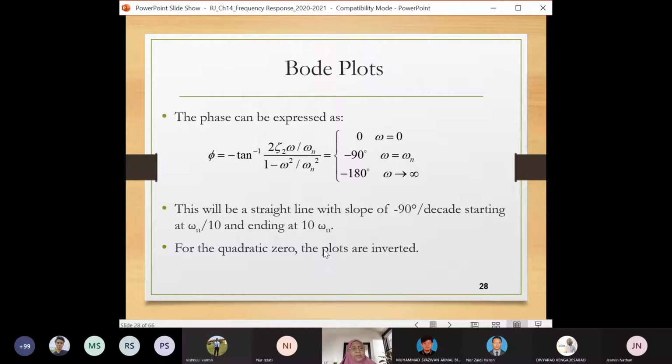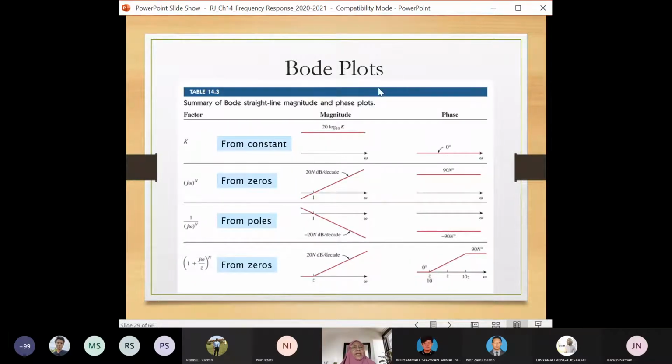And for the quadratic zeros, the plots are inverted. Okay, in terms of the diagram, a summary of the 7 characteristics. Here you have K, the constant. You will have a magnitude plot of straight lines. Omega is the frequency. 20 log10 of K is a straight line, and then the phase is straight at 0.